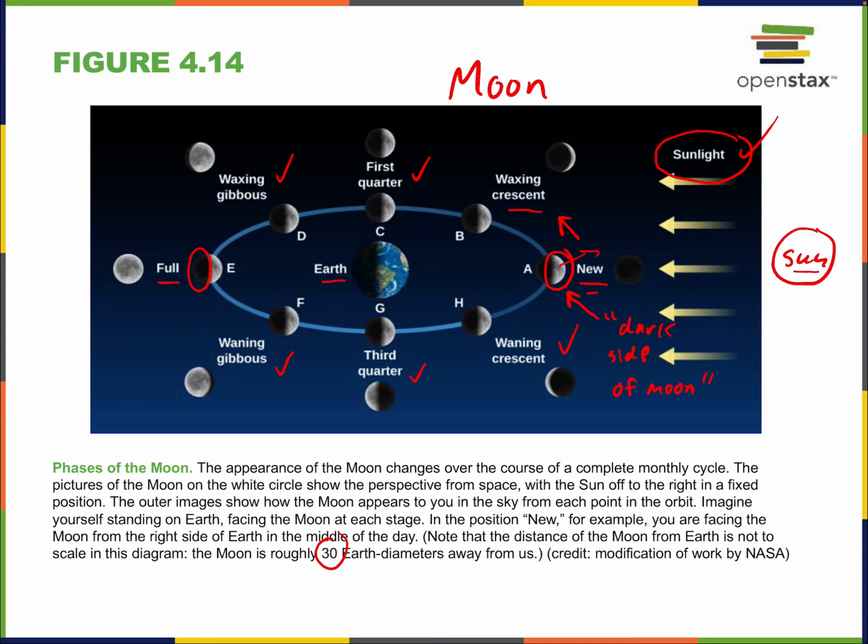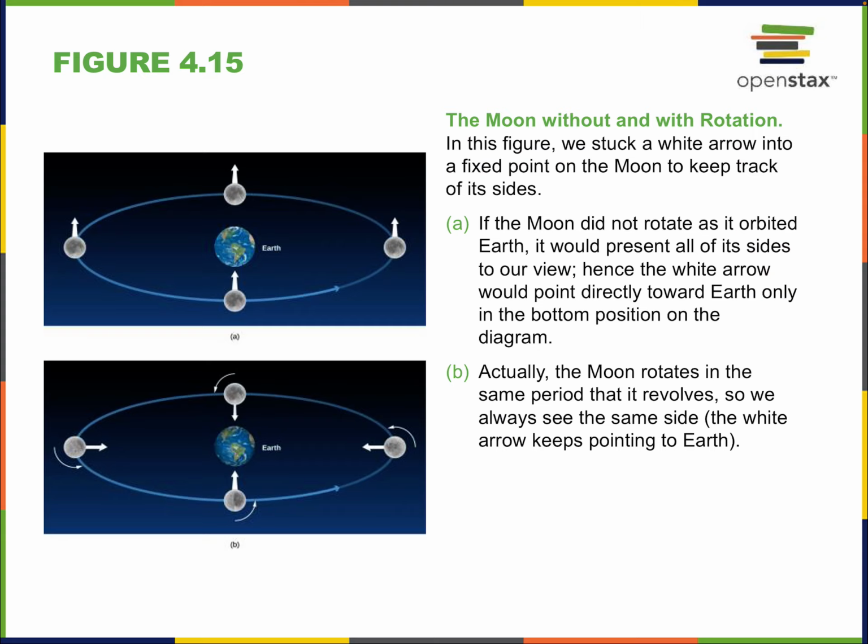But what does that mean then? Why do we call it the dark side of the moon? Well, it's not called the dark side of the moon because it never receives sunlight. It's called the dark side of the moon because we can never see it from Earth. And why is that? Is that because the moon doesn't rotate? Quite the opposite. It's because the moon does rotate at a very specific rate.